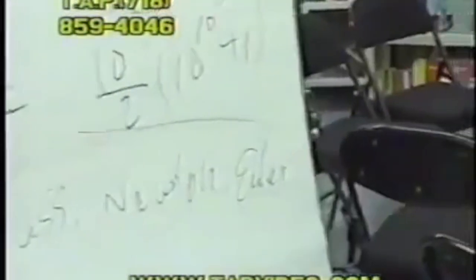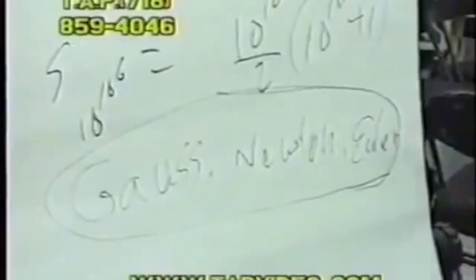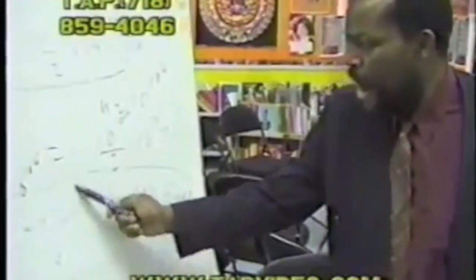Does the name Gauss mean anything to you? I said, "No, I have no idea who he is." But he says, "Gauss is considered, along with Newton and Euler, of course, he was a European, these are the greatest mathematicians of all time, Gauss, Newton, Euler. And this guy came to fame by finding this formula."